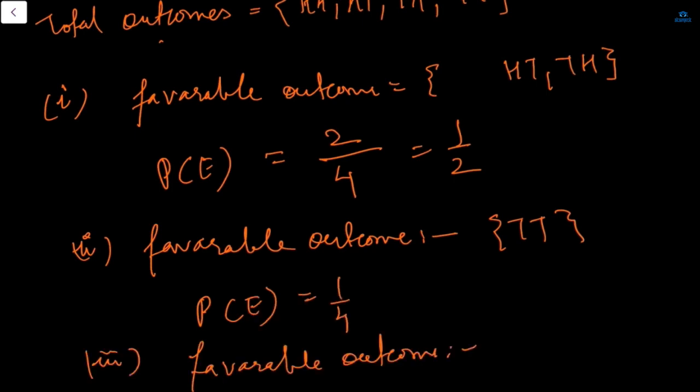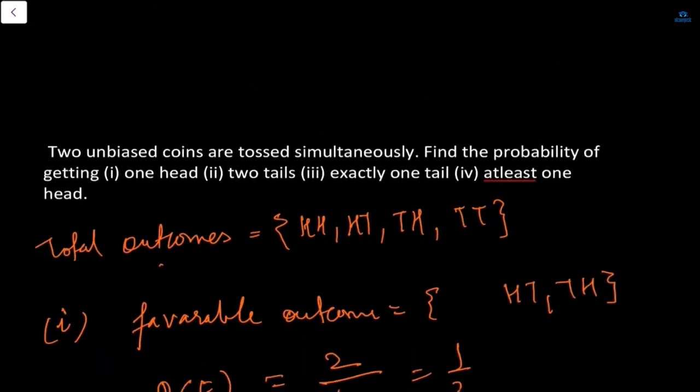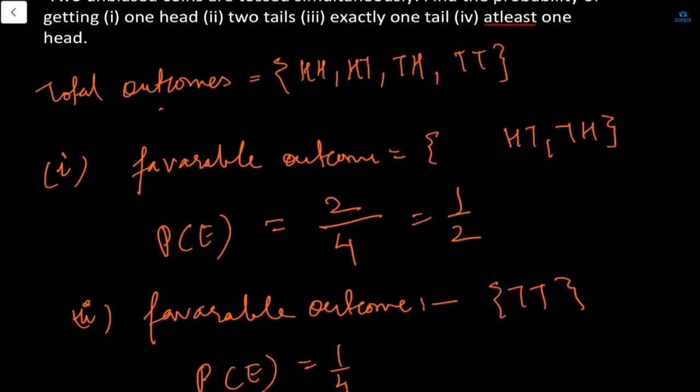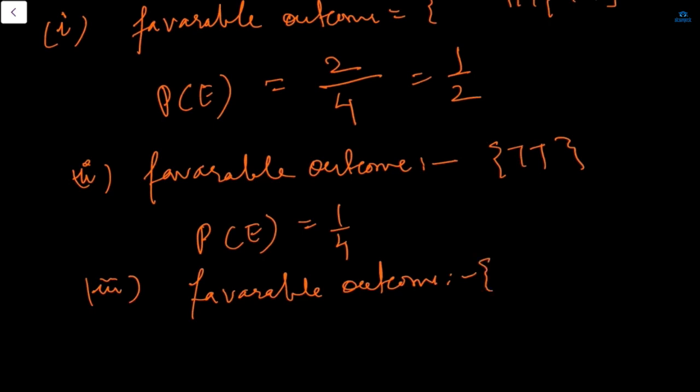At least 1 head. At least means कम से कम एक head. Okay, at least one head. Here it will be a little changed. At least one head means one head should be there, but both heads can also be there.